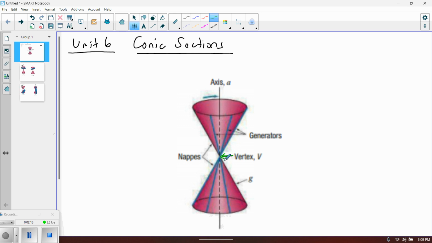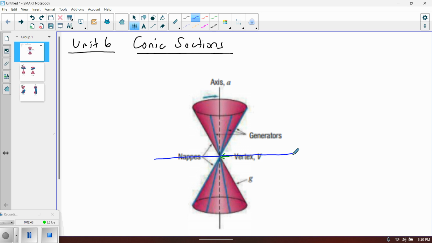Now, one thing it doesn't really show in your book is that if you were to take a plane and slice it straight through the vertex, it's really hard to draw this, and I'm not going to do my best to try. If you go right through the vertex, and I put a plane right through there, the intersection is just that one single point, so it's still a geometric figure of a point.